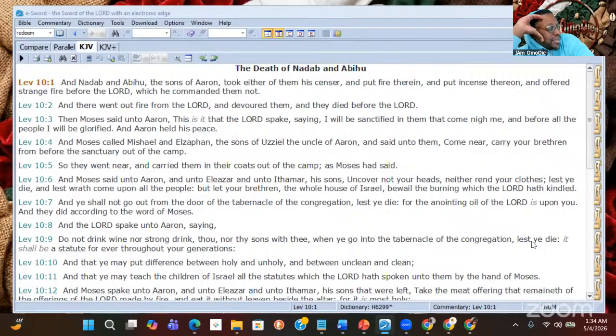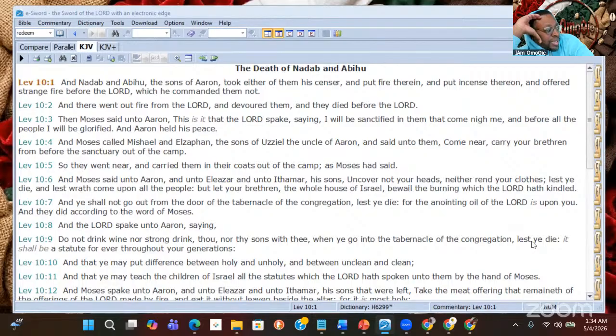And Moshe said unto Aharon and unto Eleazar and unto Itamar, his sons, uncover not your heads, neither rend your clothes, lest ye die, and lest wrath come upon all the people. But let your brethren, the whole house of Israel, bewail the burning which Jehovah hath kindled. And ye shall not go out from the door of the tabernacle of the congregation, lest ye die. For the anointing oil of Jehovah is upon you. And they did according to the word of Moshe.